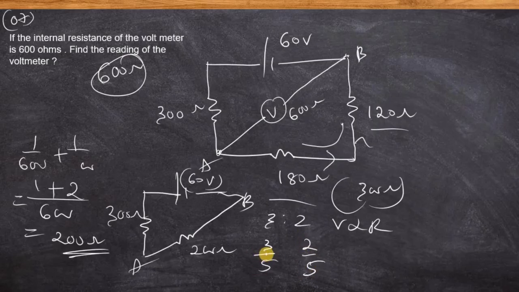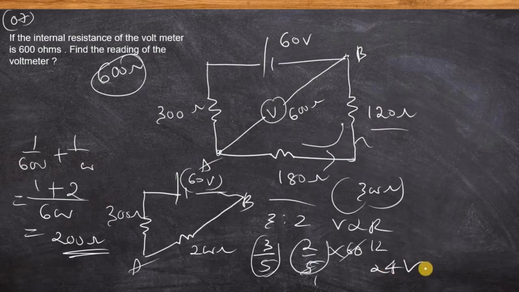Right, if you do not know how to find these fractional values, I have done a video on that. So please go through the current electricity playlist, you will find it. Right, so 3 by 5 and 2 by 5. So we need to find the potential difference, 2 by 5, multiplied by the total voltage 60. 60 divided by 5 is 12, and 12 times 2 is 24 volts.